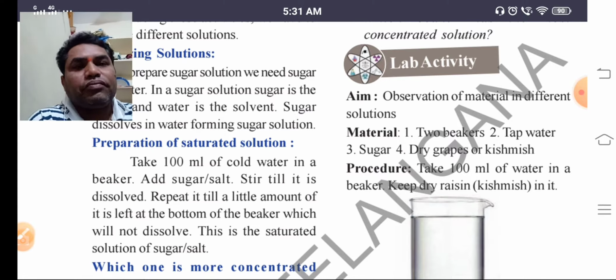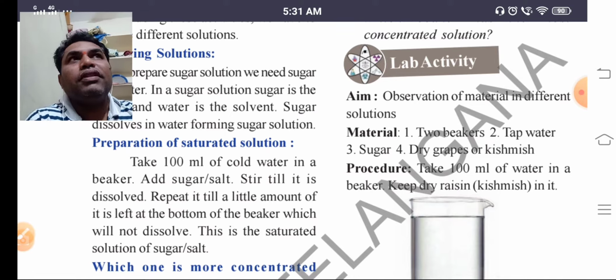So now, what does saturated solution mean? When we add more and more sugar or salt to the water, finally whatever sugar and salt we pour is not dissolved, so then we can say that it is a saturated solution.